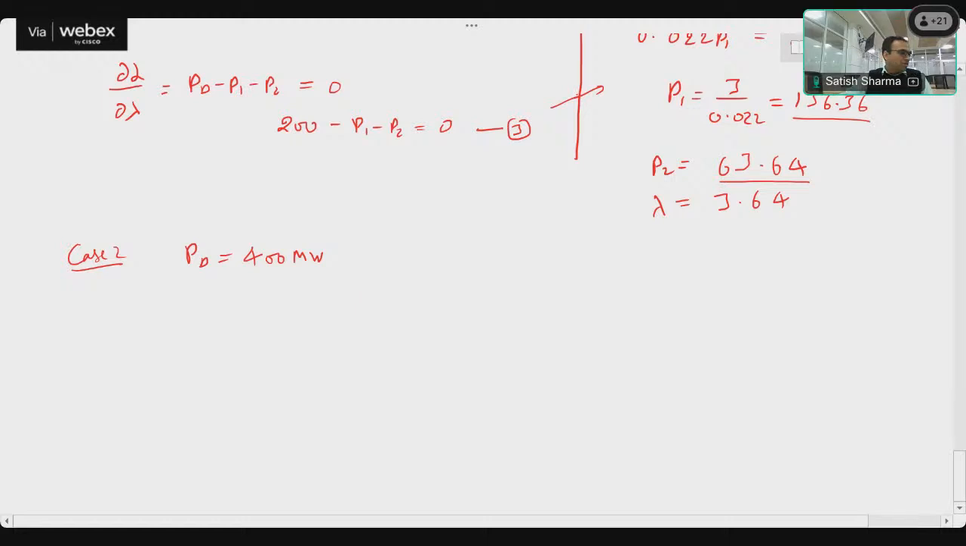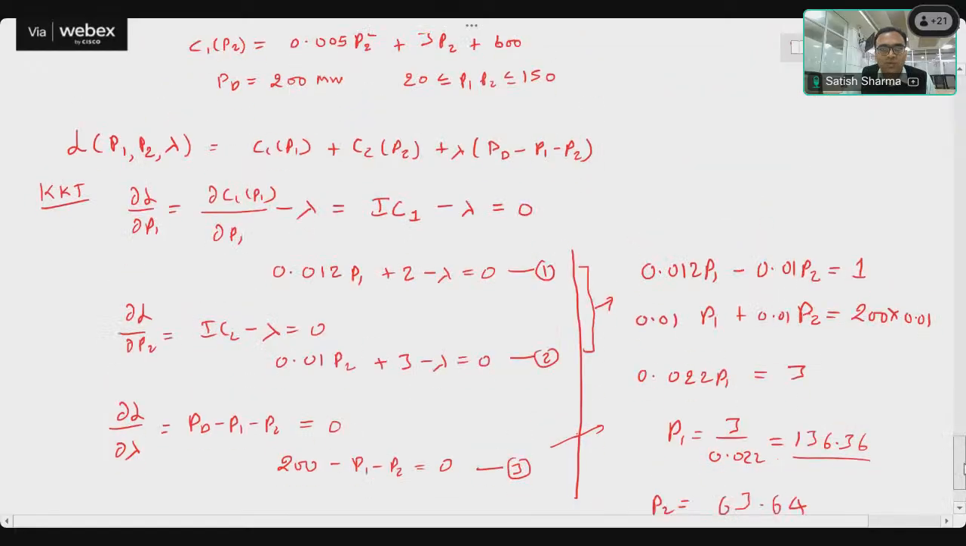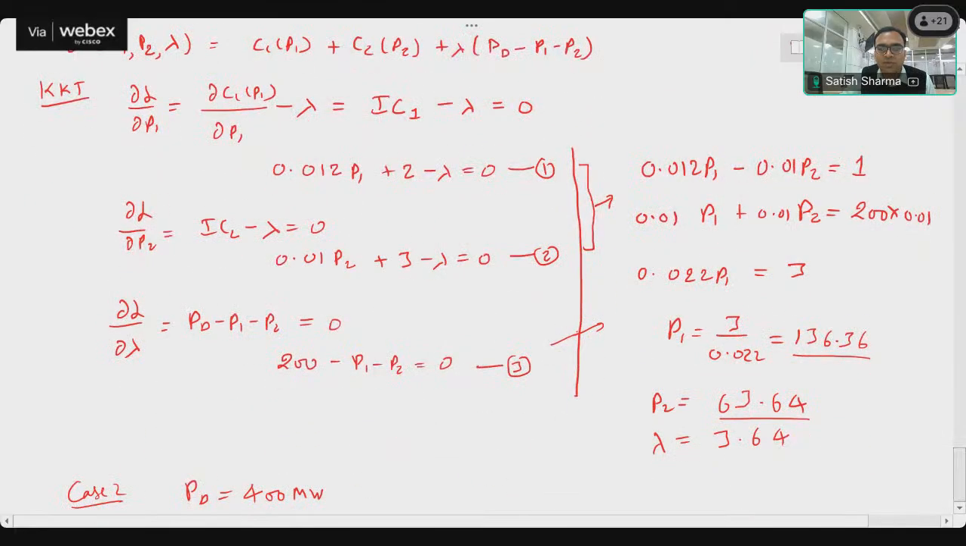So I request all of you, if demand is 400 megawatts, what will be the solution? These are the equations, and you can use those equations and try to solve it. Basically, from equations 1 and 2 we derived this particular equation, and with equation 3, we placed it here. So instead of this 200, we can place 400.